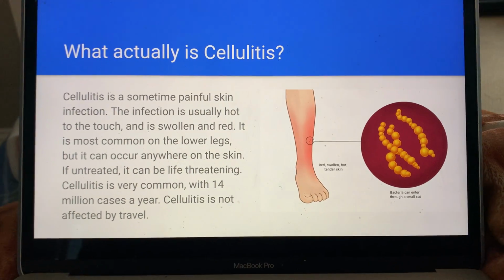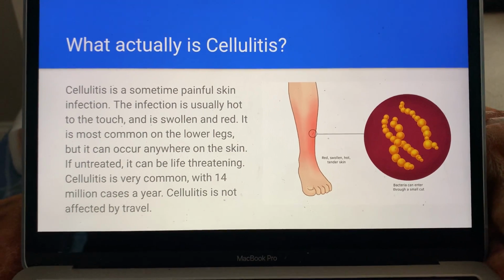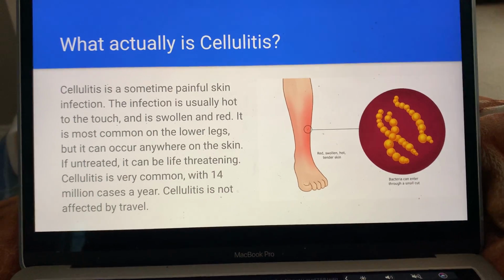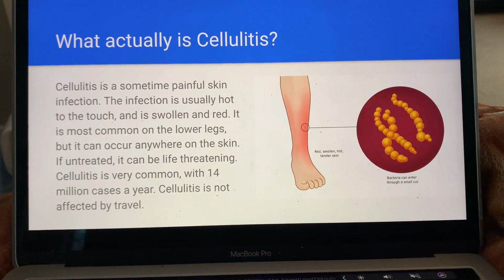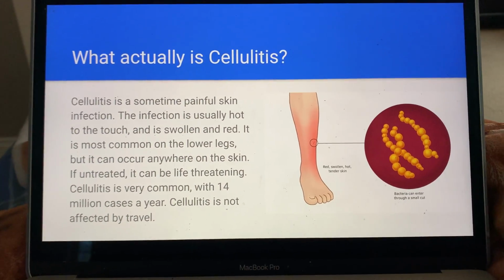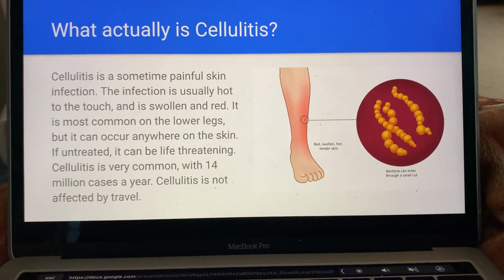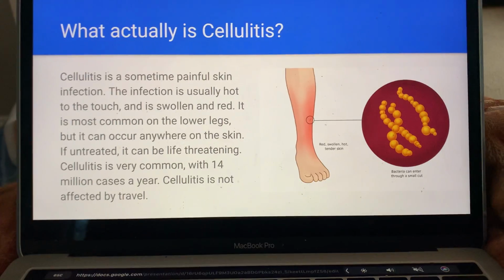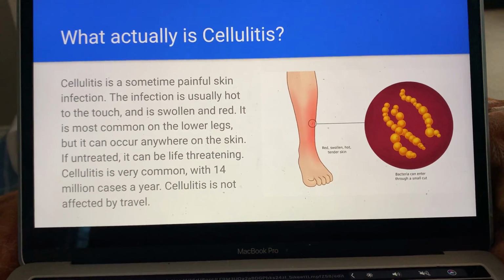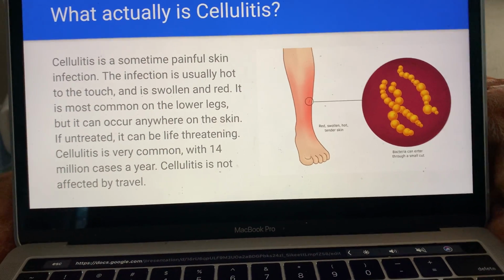So what is cellulitis? It's a sometimes painful skin infection caused by a bacteria. The infection is usually hot to the touch and is swollen and red, exactly how Colin presented. It is most common on the lower legs, but can occur anywhere on the skin, especially with eczema, because you get cuts all over your skin. It just happened to be on his leg.